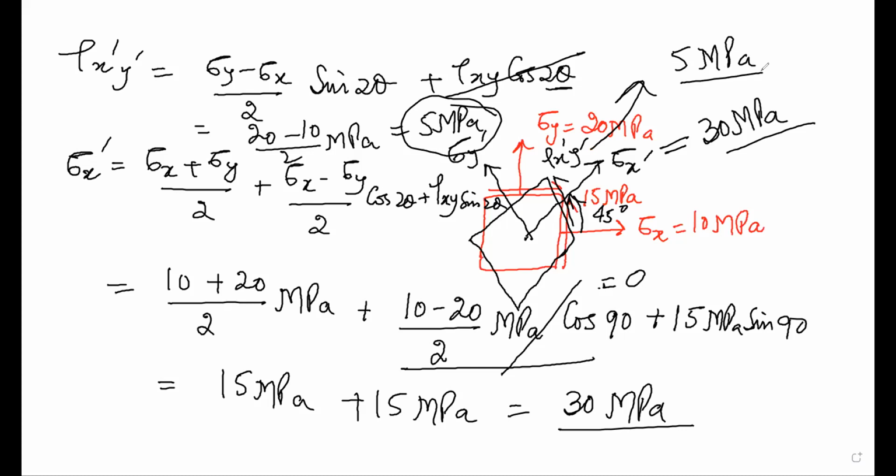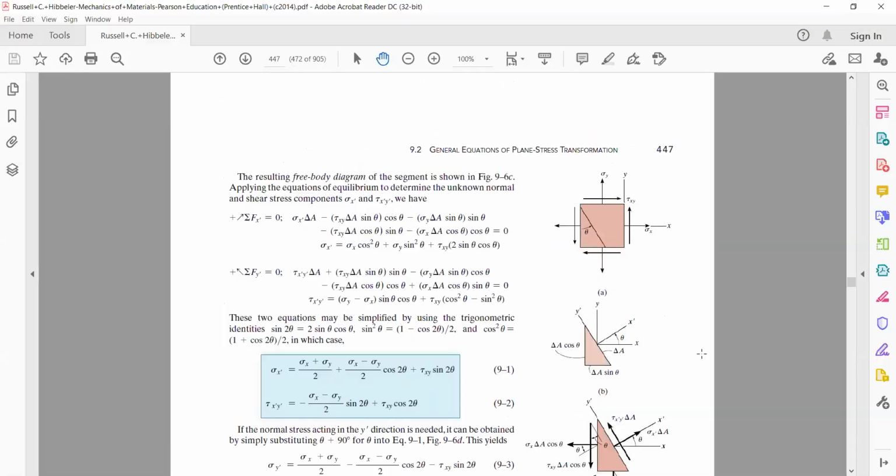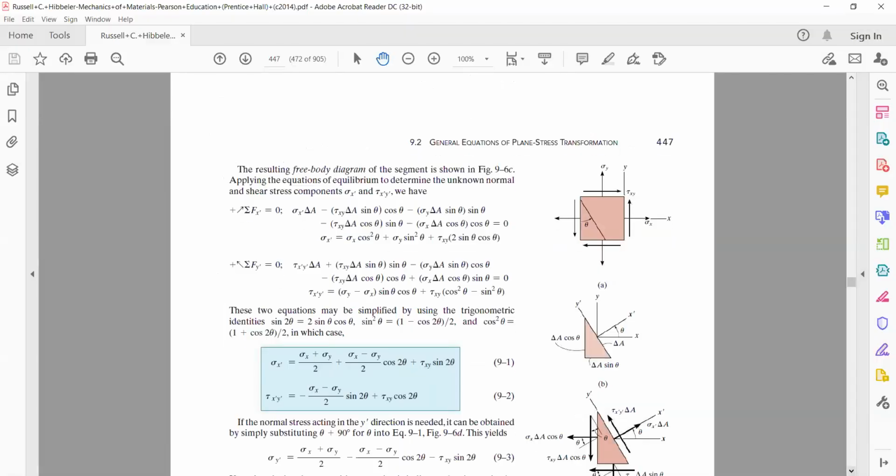Now what we have to find? We have to find the value of sigma y prime, the normal stress along the new or rotated y-axis. Do we have a formula for that? No, we have not derived any formula right now. So let's see how we derive the formula for sigma y prime. We have to go back to our textbook and see what the textbook says about sigma y prime. The textbook gives us a very important idea.